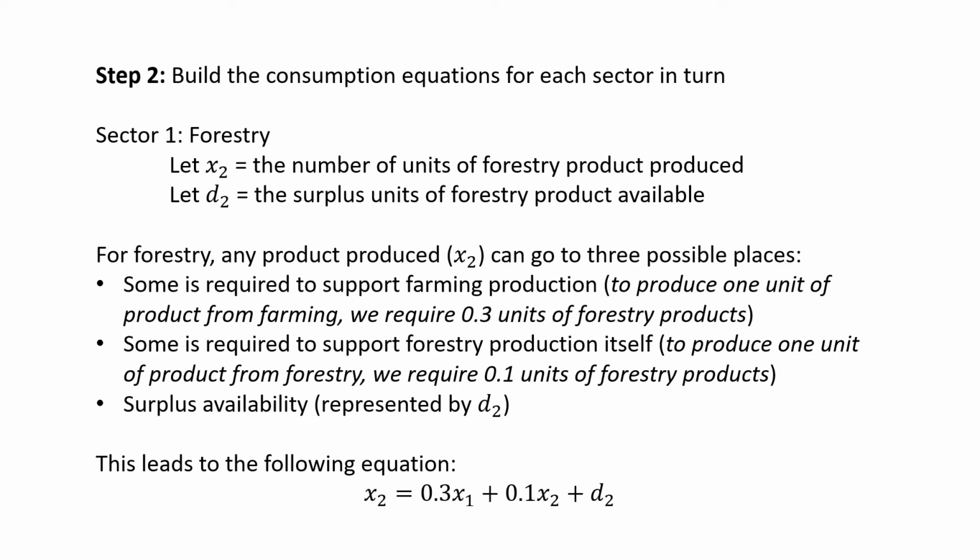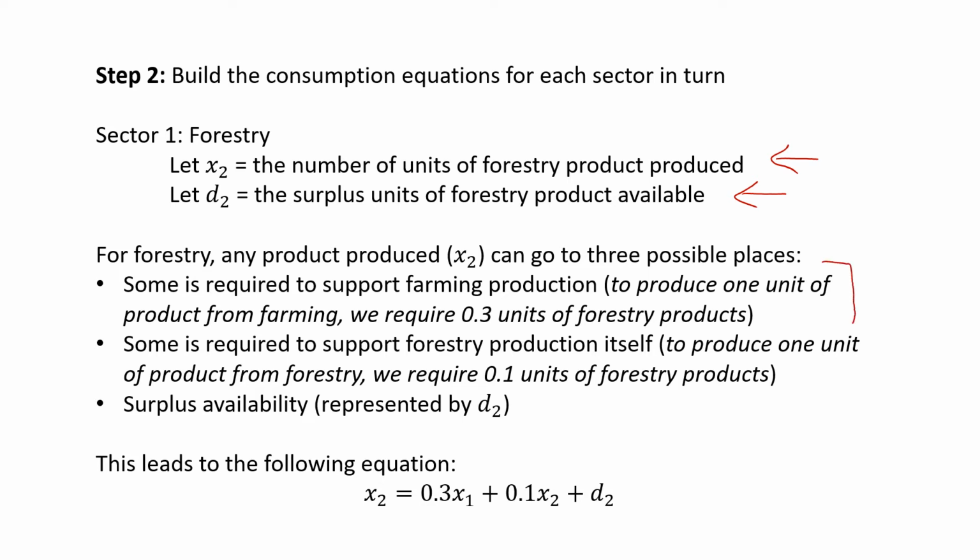So now do the same thing for the forestry sector. For the forestry sector, we have two variables that we've already defined. X2 is the total amount of forestry products produced. D2 is the surplus. But all of that forestry product produced, some of it goes to surplus, some goes to farming, and some goes back into forestry. And our problem told us how to calculate the amount that goes into farming and forestry.